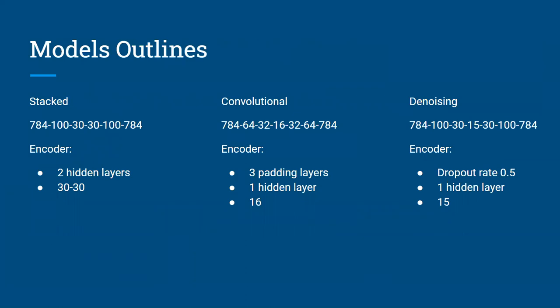In looking at the outlines for the three different models for each one of the autoencoders, we can see that the stacked autoencoder has two hidden layers, both with 30 nodes. The convolutional autoencoder has 3 convolutional layers with one hidden layer of 16 nodes, and the denoising autoencoder has a dropout rate of 0.5 along with one hidden layer of 15 nodes.